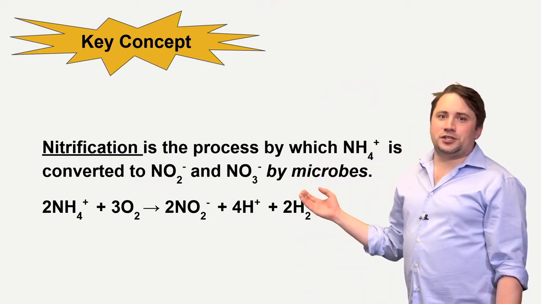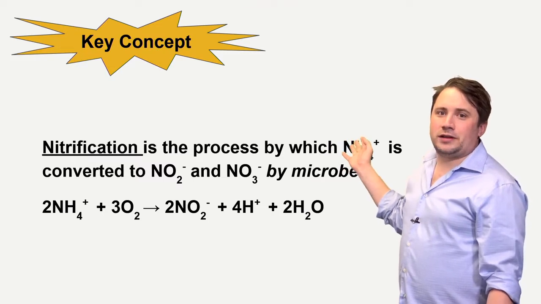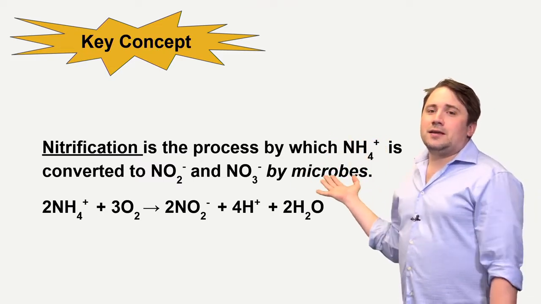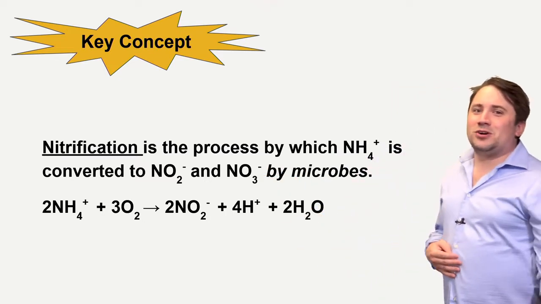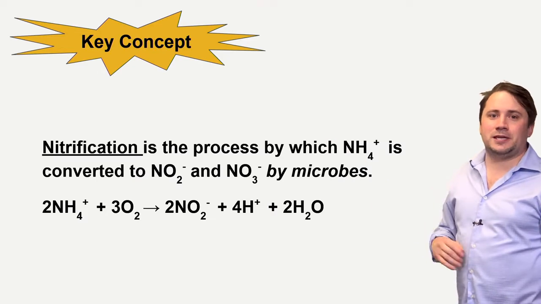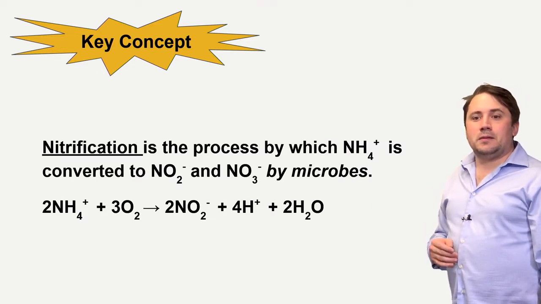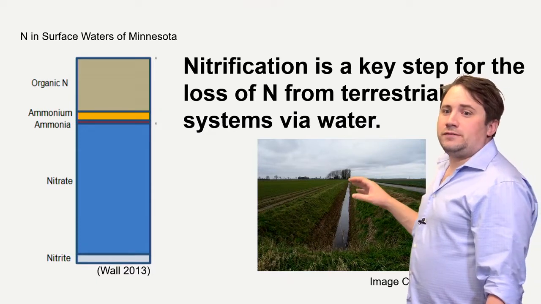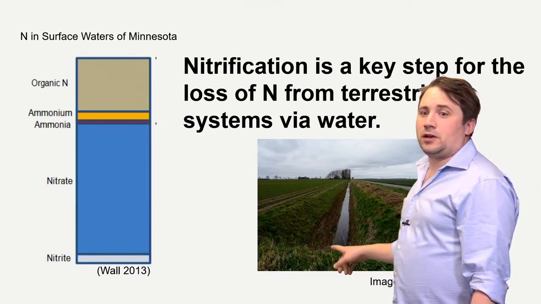So why is nitrification important? Why does a plant care if nitrogen is in the form of ammonium or nitrate or nitrite? The answer is plants don't really care all that much. Most organisms don't really care too much what form their inorganic nitrogen is coming into their tissues by. But nitrification is a key step for the loss of nitrogen from terrestrial systems via water.